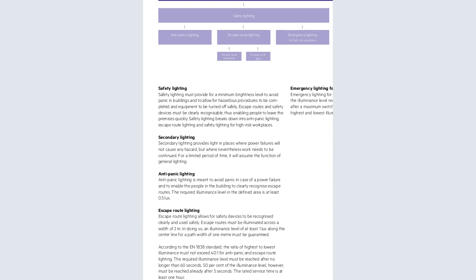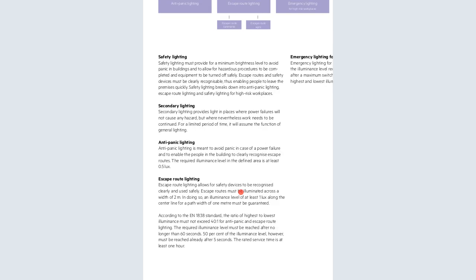The secondary lighting. Secondary lighting provides light in places where power failures will not cause any hazard, but where nevertheless work needs to be continued. That is the secondary lighting. The anti-panic lighting is meant to avoid panic in case of power failures and enable the people in the building to clearly recognize escape routes. The required illuminance level is at least 0.5 lux in the defined area. We have always been saying they have to have a lux of at least 0.5.